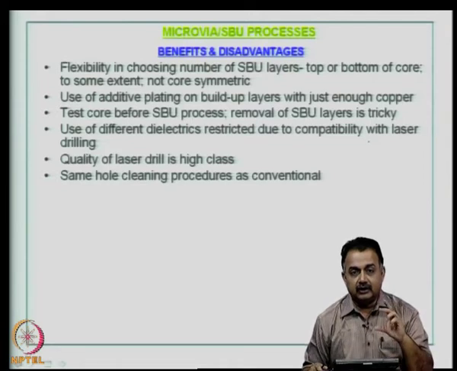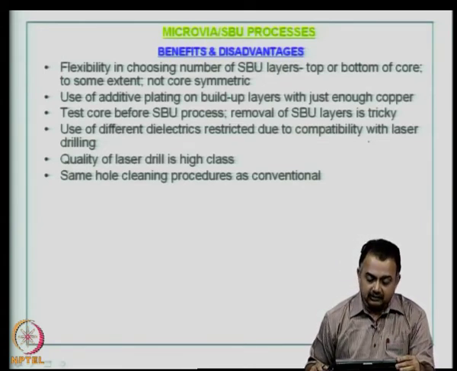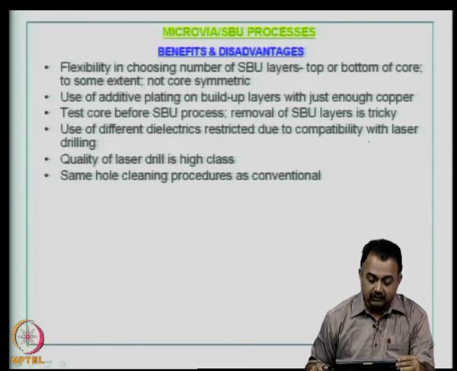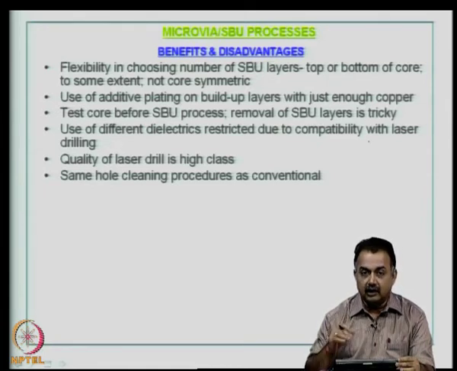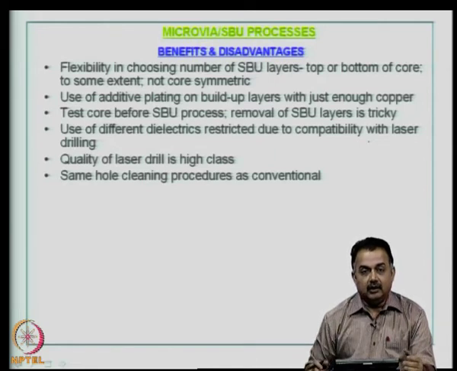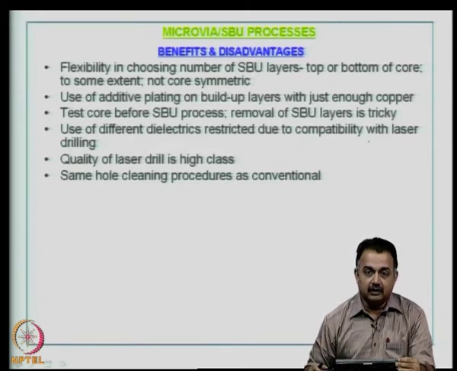If you use a 2-layer core, then if you want to prepare a 4-layer board, you have to add one at the top and one at the bottom. In a SBU process or a microvia SBU process, you can choose a 4-layer core, build just one additional layer at the top, or 2 at the top and none at the bottom, or 1 at the top and 2 at the bottom, and so on. Because basically you are not adding too much of copper in terms of copper foil.